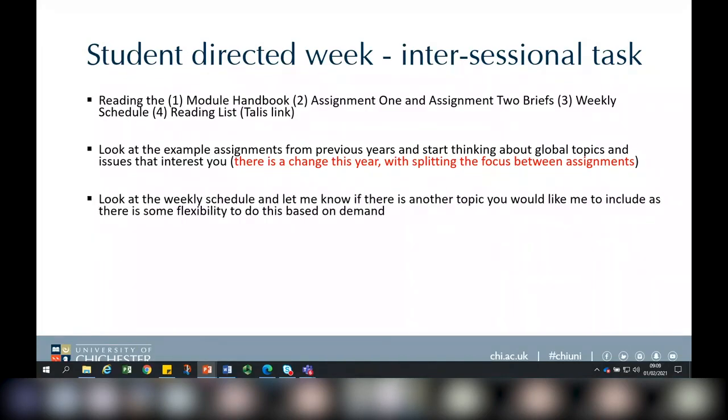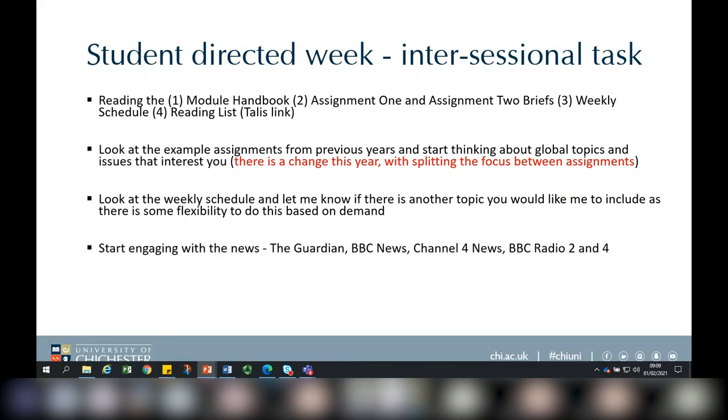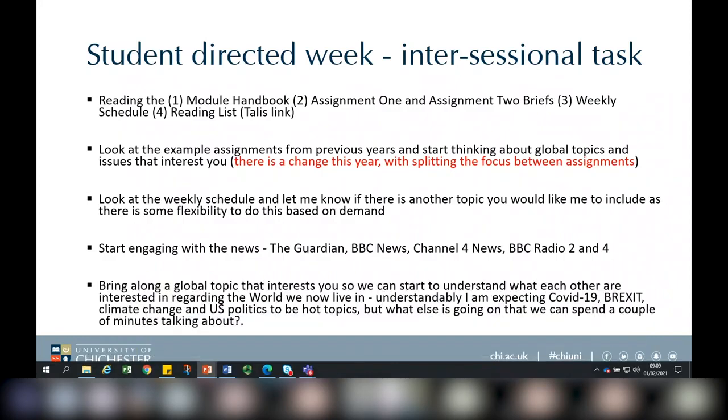And I'd also like you to have a look at the weekly schedule to see if there's anything else that you want me to add, because I could add an additional topic in there if you wanted me to, and start engaging with the news and bring along a topic that you might be interested in. So how did you get on with the intersessional task?